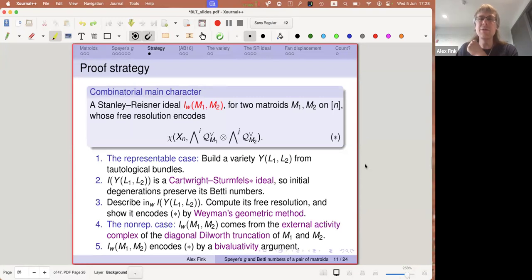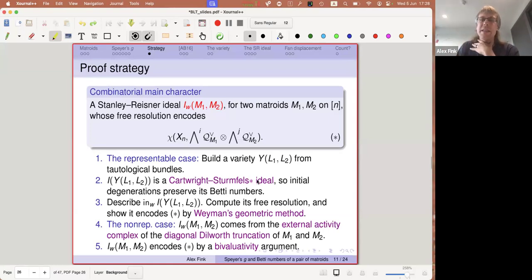And here is basically what we do. Starting with the representable case, well, I want some Stanley-Reisner ideal. A good way to get that is as the initial ideal of something else. And this is how I have the representation. I have the matroid tautological bundles. I can use them to build some variety. We'll call it Y of the 2 linear spaces that are the representations. And take its ideal, get some initial ideal.